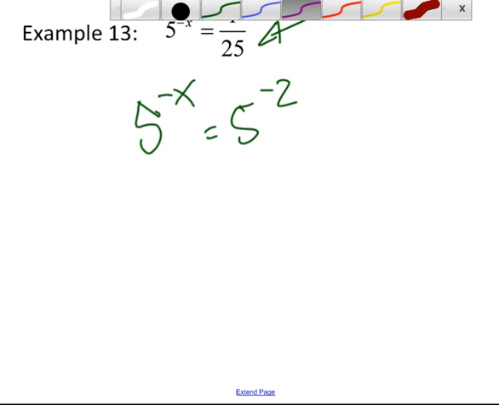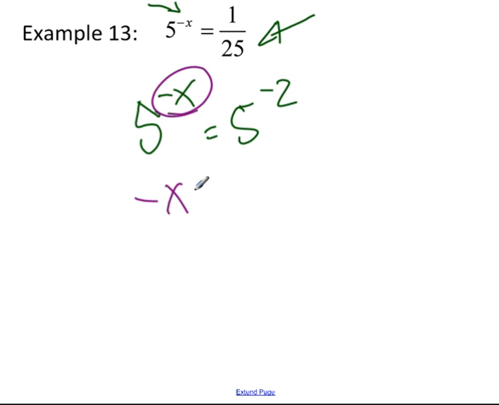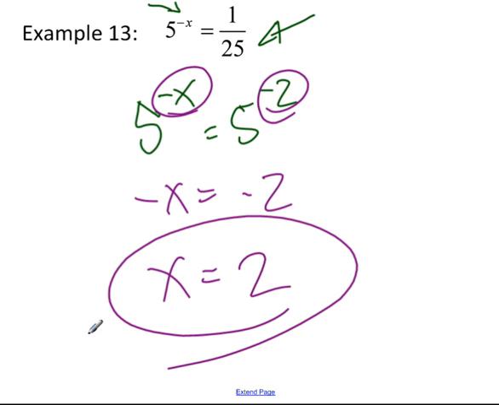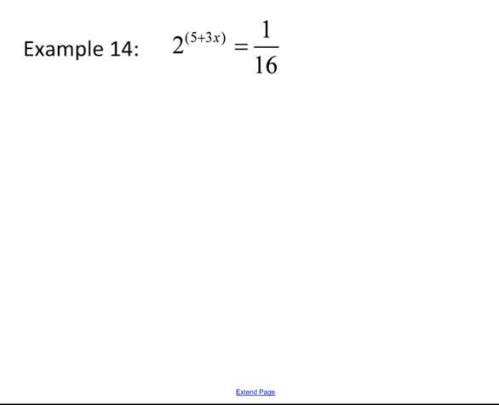Now this is another part that's going to get tricky. We need to take negative x equals negative 2. So our normal positive x is going to equal normal positive 2. Don't get fooled and just write x down here equals negative 2. Be silly. Alright, so I got 2 to the 5 plus 3x.